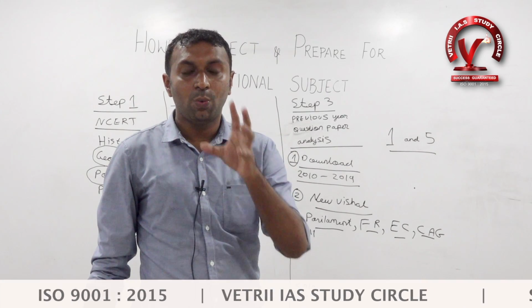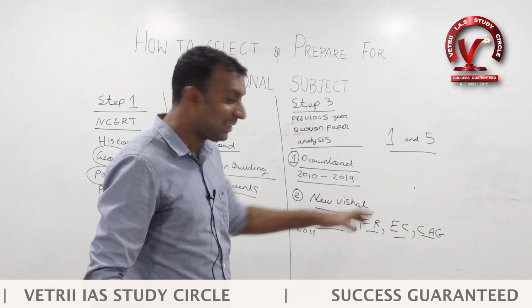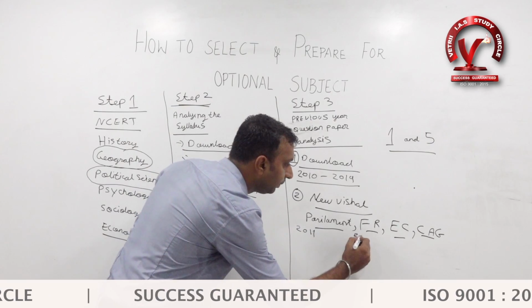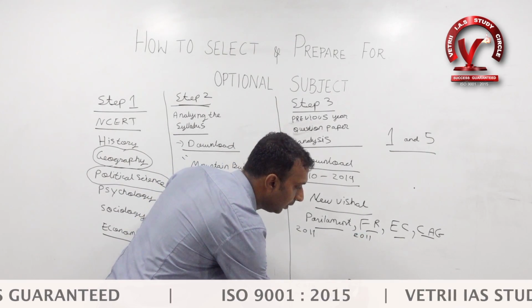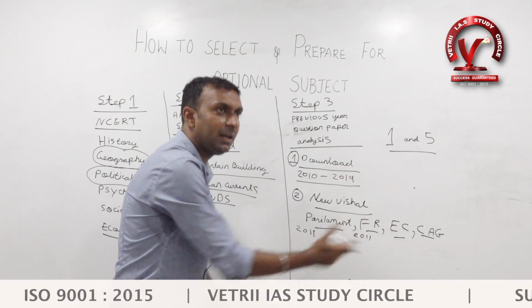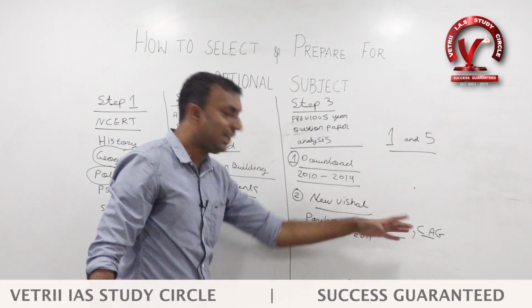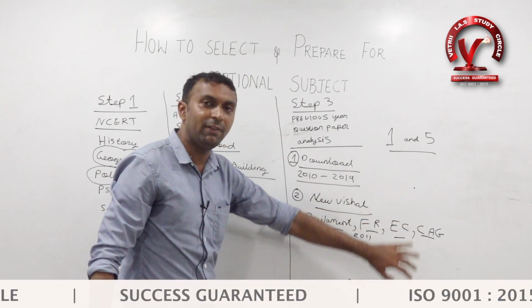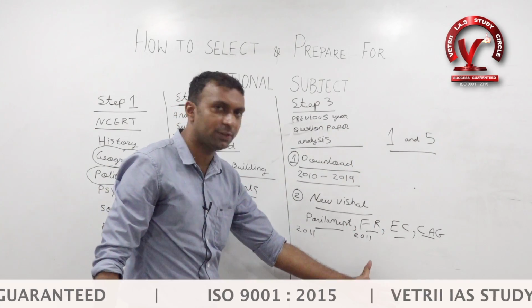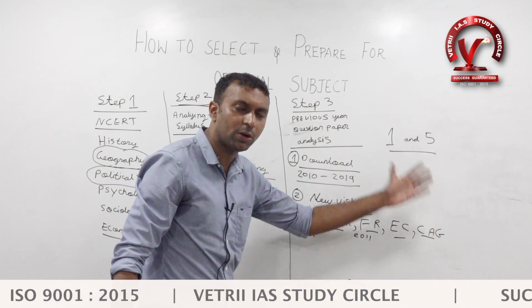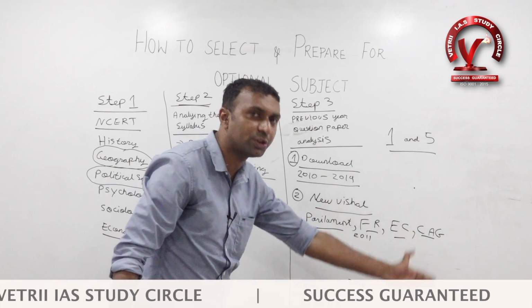Okay. So, what they are doing here is the same thing from 2011 to 2019. From FR, that is from Fundamental Rights, what type of questions were asked. Same thing with Election Commissioner, 2011 to 2019, what type of questions were asked. From CAG, that is Comptroller and Auditor General of India, what type of questions were asked.